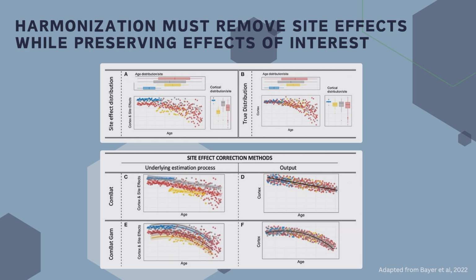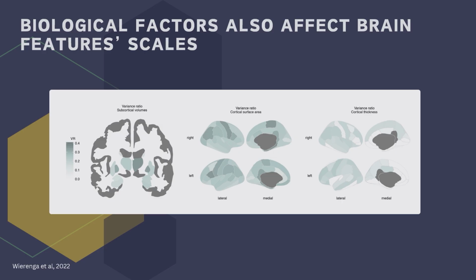And this has been extended to create ComBatGAM, among others, which allows you to preserve nonlinear covariate effects as well. So as you can see, we're definitely getting closer to the true data, but one thing that's still different is the spread, where the true data has more variability in the higher age ranges and less variation in the younger subjects. And this is because biological factors like age and sex are known to affect the variance or scale of a brain feature's distribution across the population.